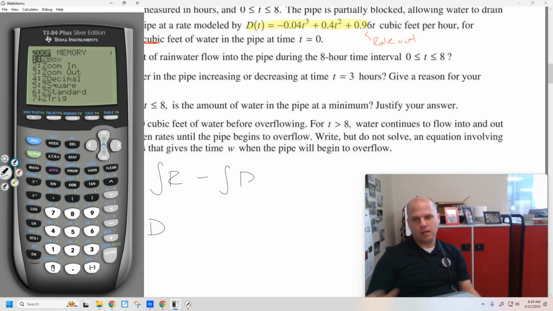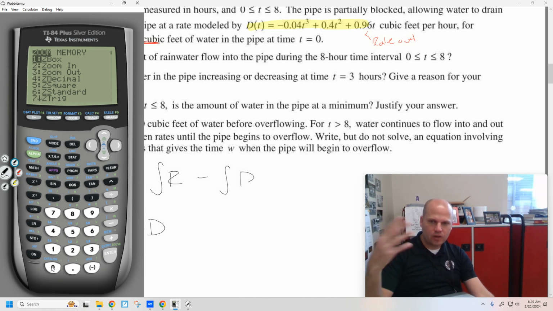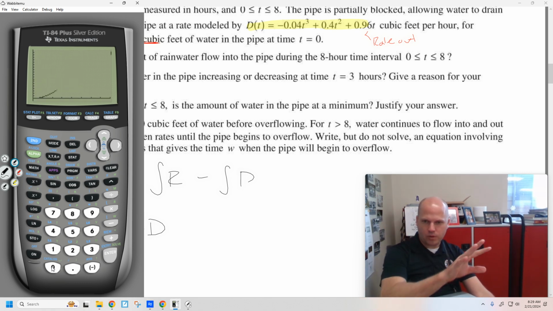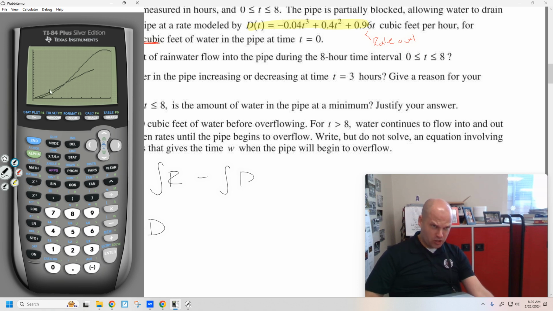I'm going to zoom fit just this one time so that I can see all of the things interplaying so you can understand why what we see makes sense. Here is the rate at which water is being added. Here's the rate at which it's being removed. I'm going to pause real quick. Notice the rate at which it's being removed is bigger than the rate at which it's being added. Think about that. If that's happening, the total amount should be decreasing. Then the rate at which it's being added is bigger than the rate that's being removed. Think about that.